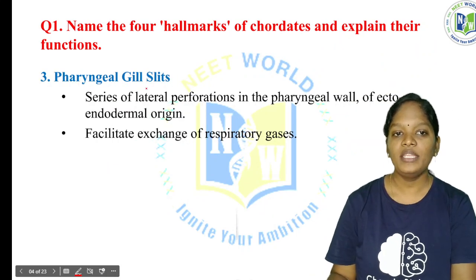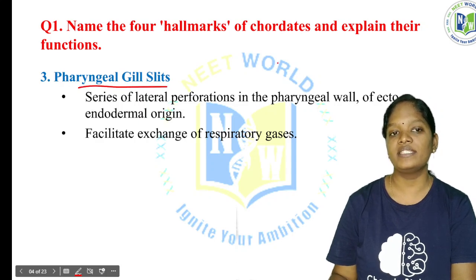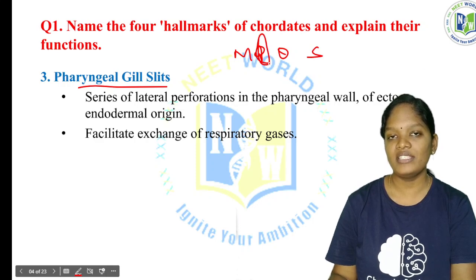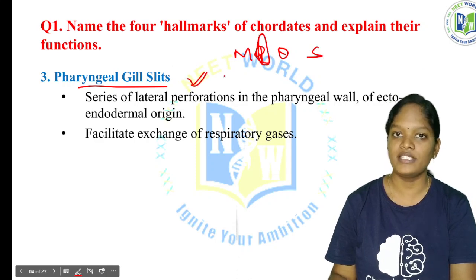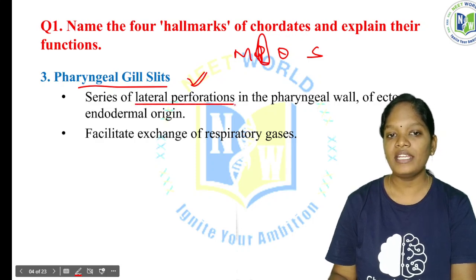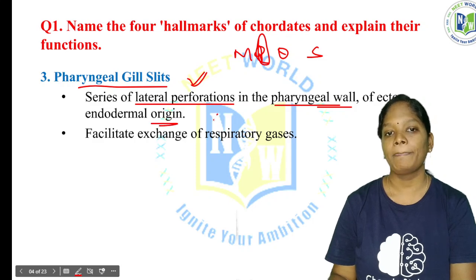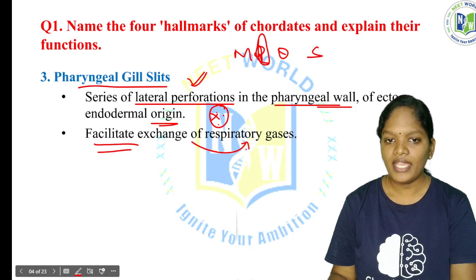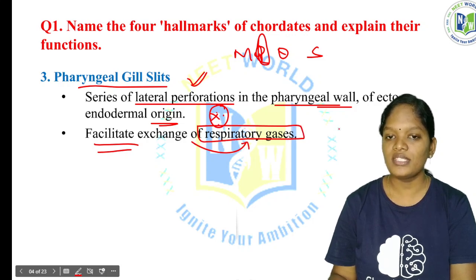Okay, now the third important structure will be the pharyngeal gill slits. We have studied the mouth, pharynx, esophagus, and stomach, and all these were the alimentary canal. As the gill slits are present in the pharynx region, we are calling them pharyngeal gill slits. It is a series of lateral perforations in the pharyngeal walls of ectoendodermal origin. This is an important thing, where it is present, ectoendodermal origin, and it facilitates the exchange of respiratory gases.